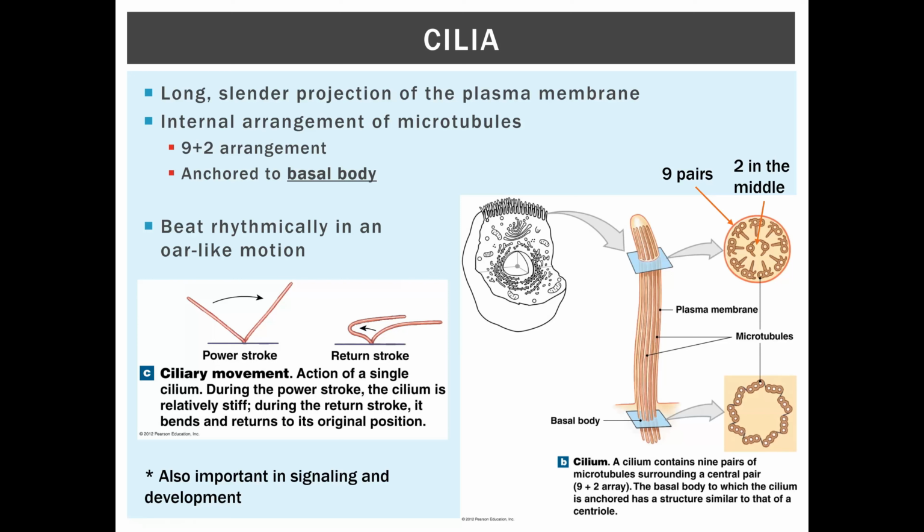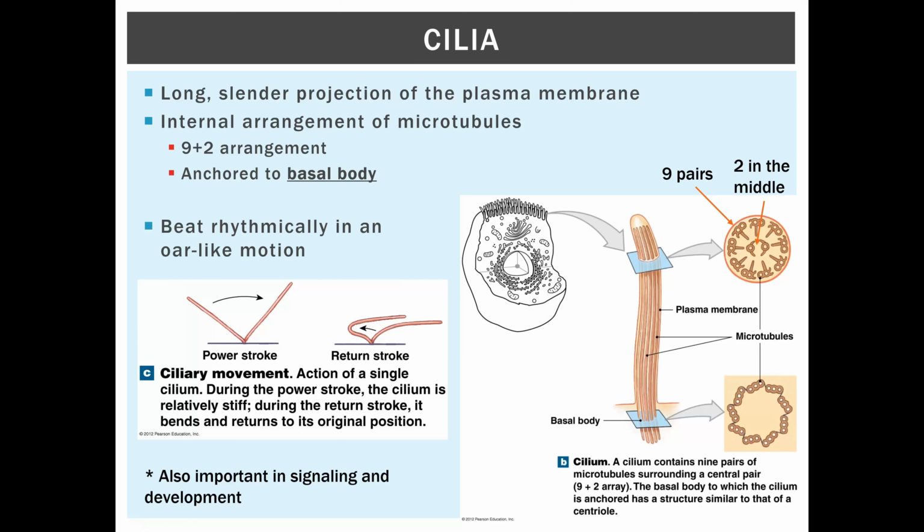So for example, you have cilia lining your trachea and some of your bronchi, and this helps to move mucus and phlegm up your throat. Cilia can also play an important role in signaling, and it's found on a lot of cells during the developmental process.